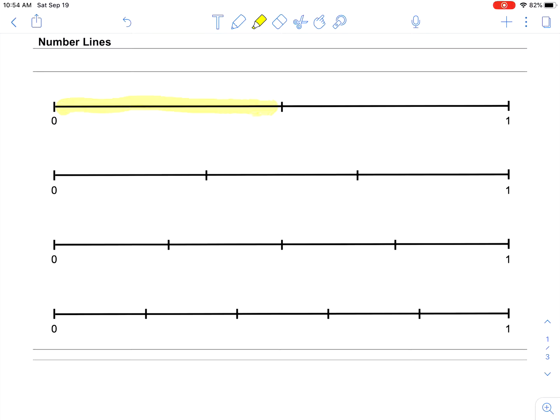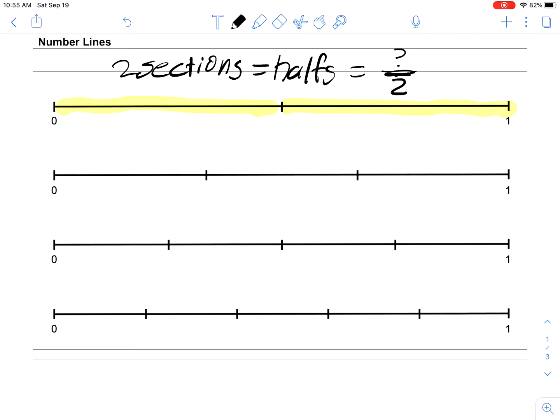So I see here I have one section and I have a second section. So I would say that this number line is split into two sections. That means that this is halves, which means that my number on the bottom of my fraction is always going to be a 2. If it's split into two sections, that means that the number on the bottom of my fraction is going to be a 2. So if I was going to split this up and mark what each thing is, I know that at the end is 0. And then here I would have 1/2 and then 1 at the other end.